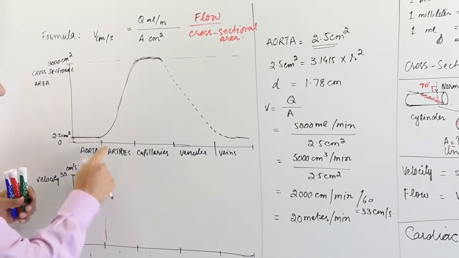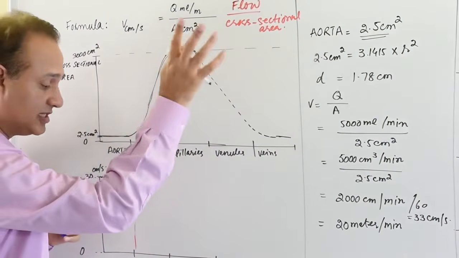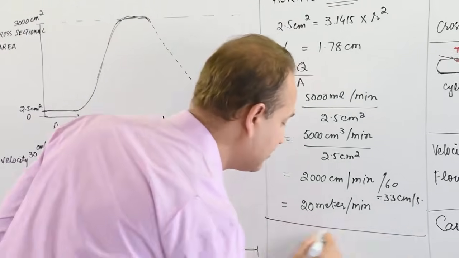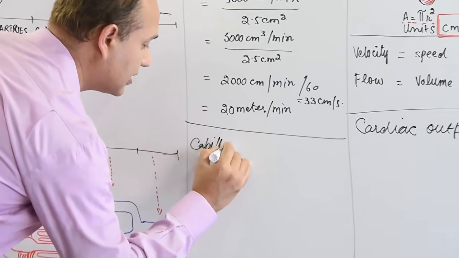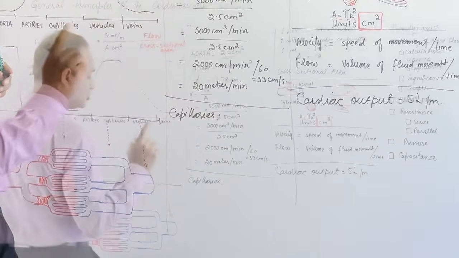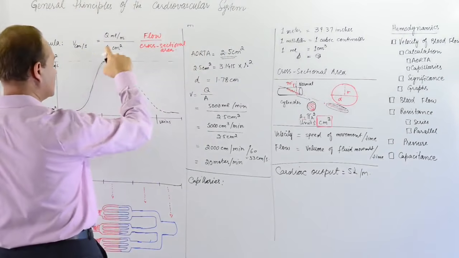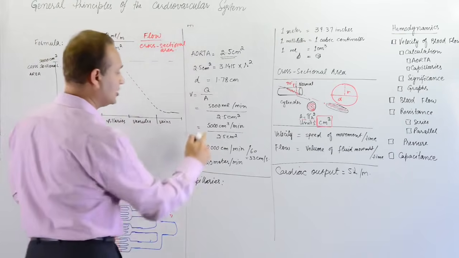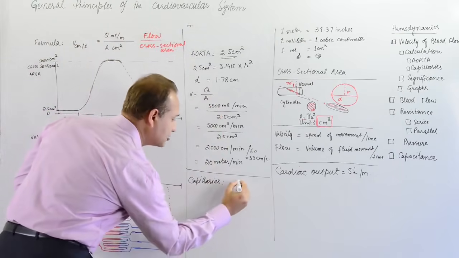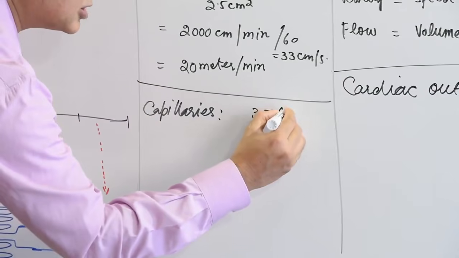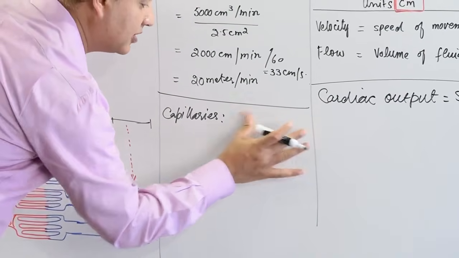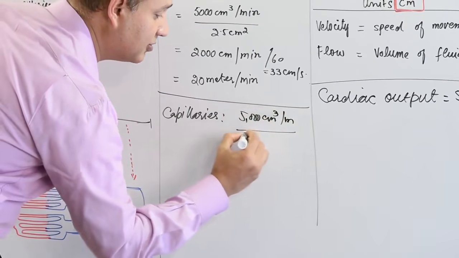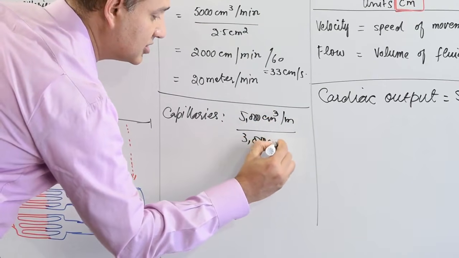You can actually see from here that blood velocity will start reducing, we'll see that in a second, and then start increasing. So let's calculate the blood flow in the capillaries. Again, the formula is the same, V equals Q over A. The capillaries' cross-sectional area is about 3000 centimeters square. So let's plug the values in: the blood flow is 5000 centimeter cube per minute divided by 3000 centimeter square.